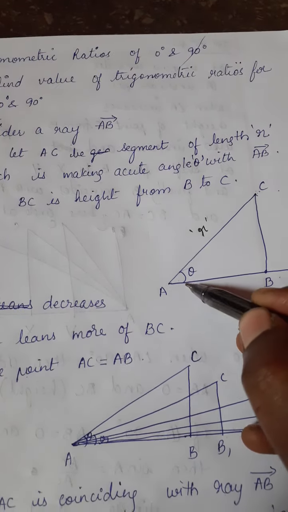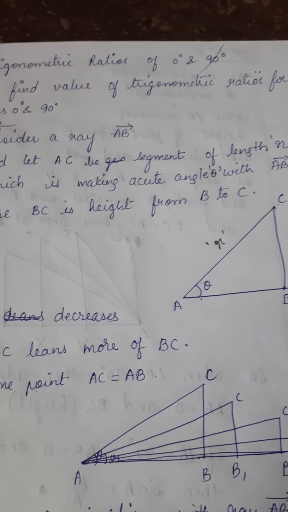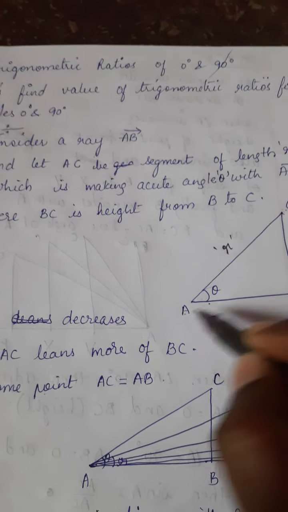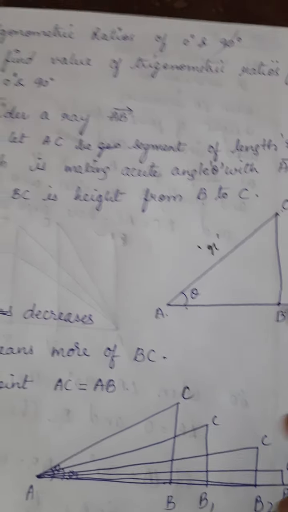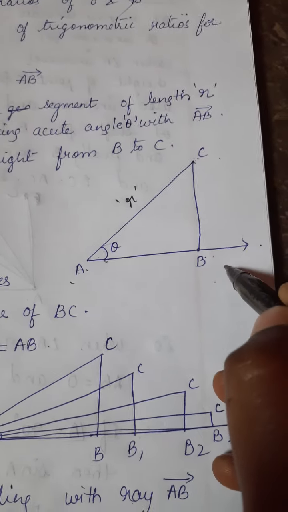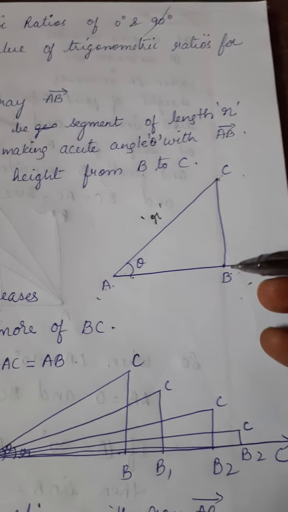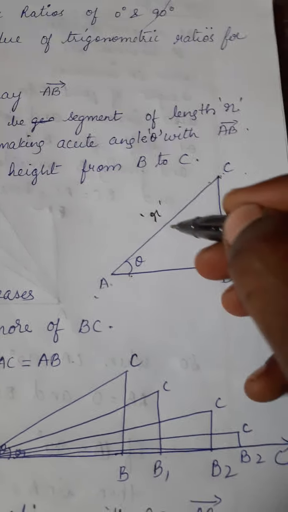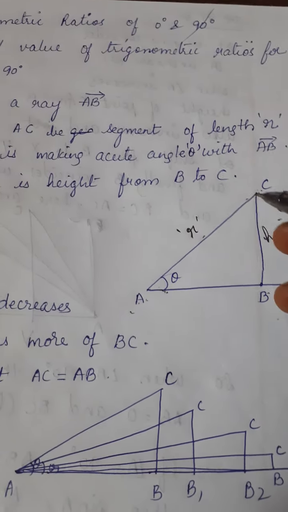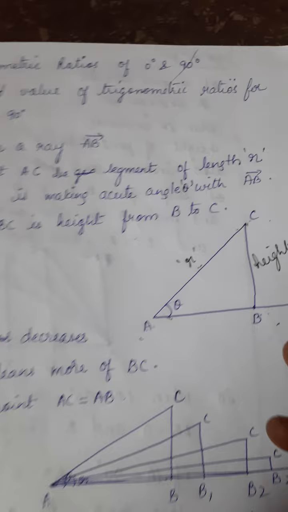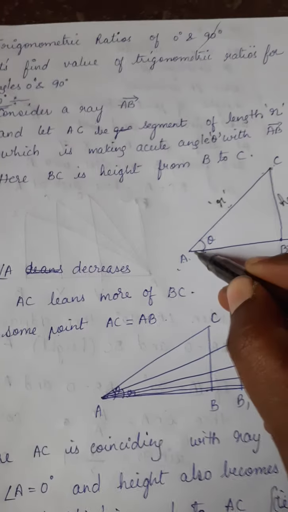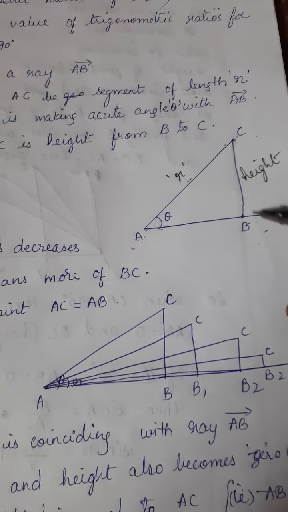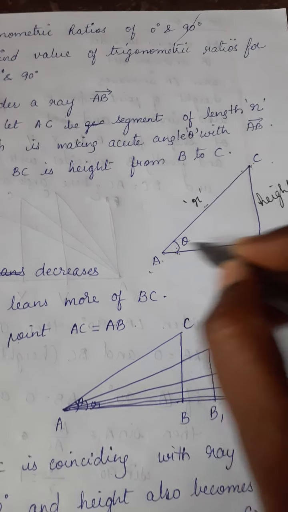Here angle A is theta, which is making an acute angle with the ray AB. BC is the height and AC is R. Now just observe one thing children. Here A is making angle theta.